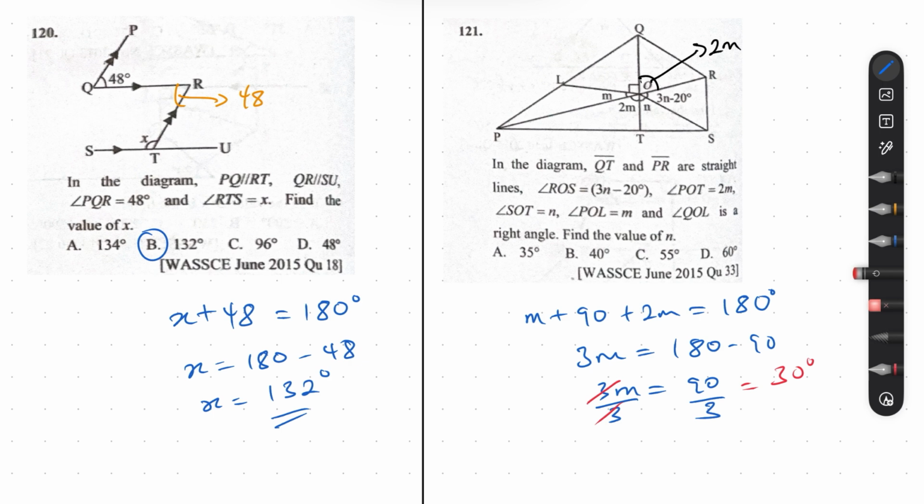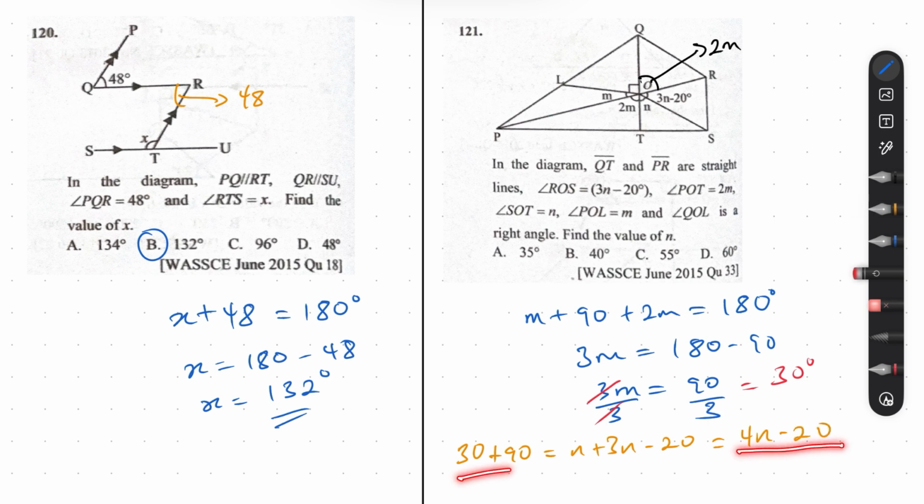So let's do that. We have M plus 90, and we know that M is 30, right? So let's just put the value of M, which is 30, right here. It should give us this angle right here, N plus 3N minus 20. Cool. So what would this give us? We'll have 4N minus 20. So this is equal to this.